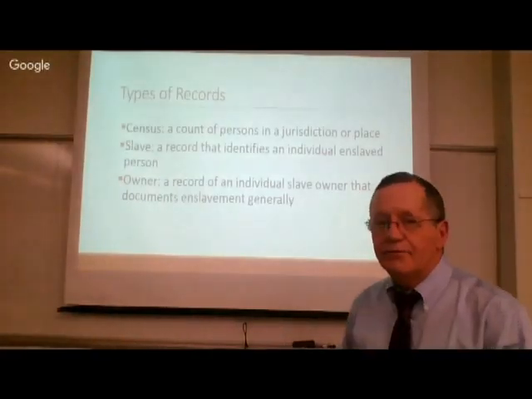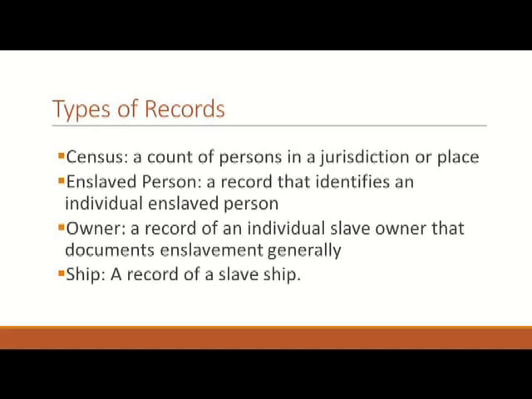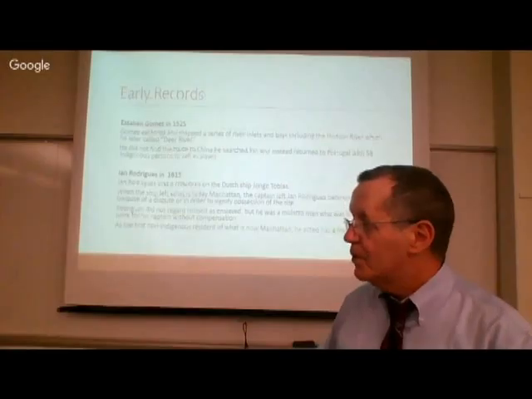We have different types of records. We have census records that begin with the word census, and they're about population statistics for an area. Then we have enslaved person records, which we've since renamed to enslaved person records. It's a record that identifies an individual enslaved person, and owner records identify an individual slave owner that documents enslavement generally. But our rule is if there's a name in the record of a particular enslaved person, it's an enslaved person record.